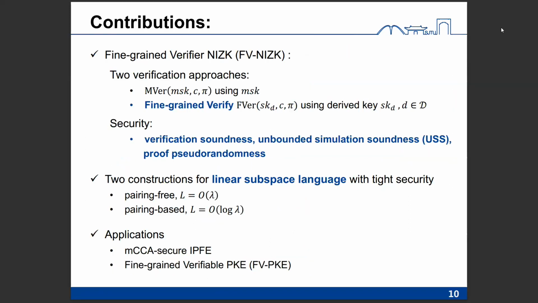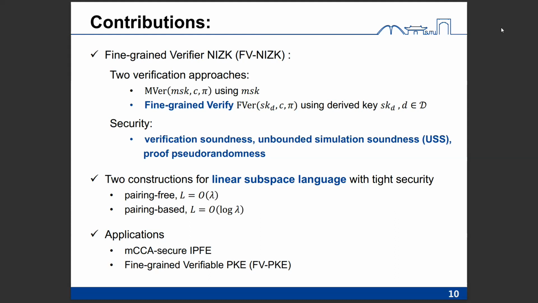So in this work, we make the following contributions. First, we define a new primitive called fine-grained verifier NISC, or FV-NISC for short. It supports two verification approaches. First is the master verifier, or M-verifier for short, which uses MSK as an input. And the second is the fine-grained verifier algorithm, or F-verifier algorithm for short, and it uses a derived secret key SKD from the master secret key. Here, D is a designated value. It can stand for some IP address or identities and some other things.